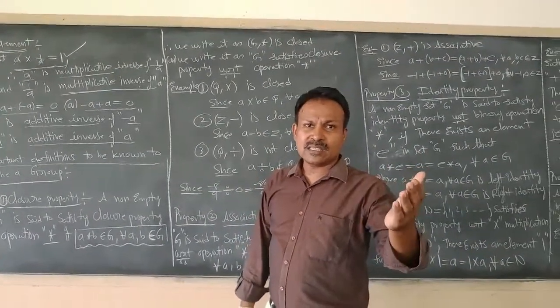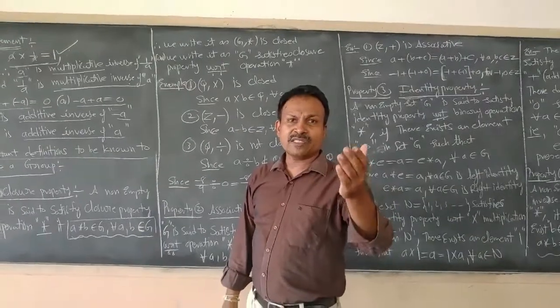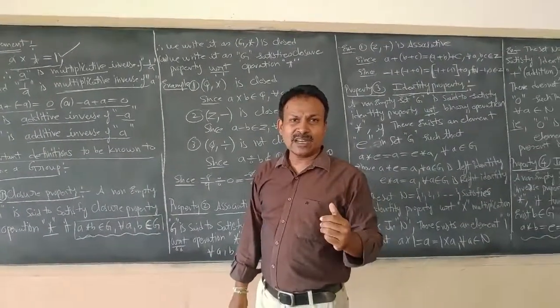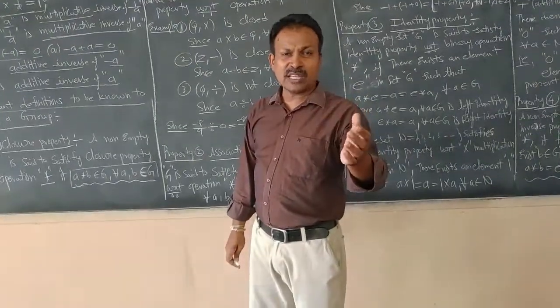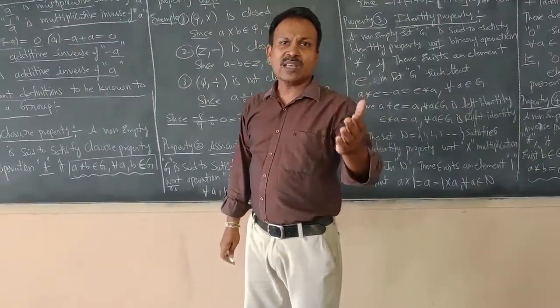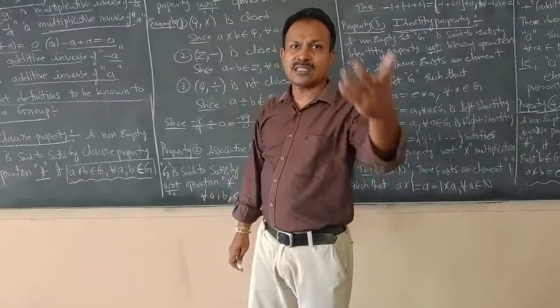We can write in our own words about the closure property. If G is a given non-empty set and if star is any given binary operation, then if A star B belongs to G for every A, B belonging to G, then we say that G satisfies closure property with respect to operation star.